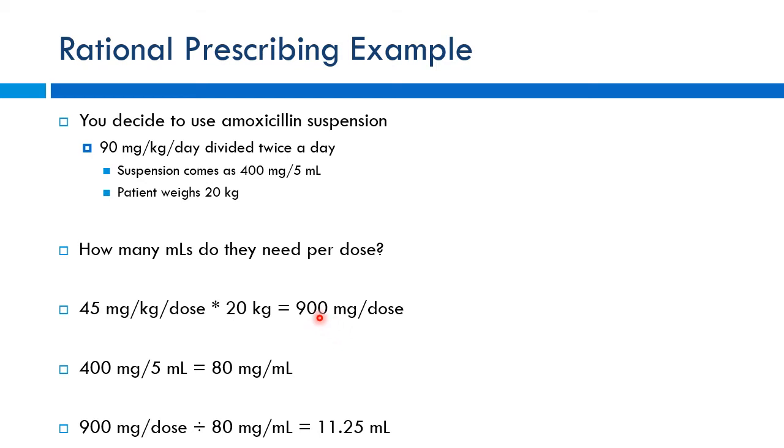Okay. At this point, I'm going to take that 400 divided by 5, so I know that per mL my amoxicillin comes as an 80 milligram per mL concentration, and I just take 900 divided by 80, and guess what? They're taking 11.25 mLs. How often? Yeah, they would take that twice a day, right? So again, I could have not divided by 2 in this first case. I would have gotten double that, so 22.5, and I just would have divided that by 2 to get the final amount they need, okay?